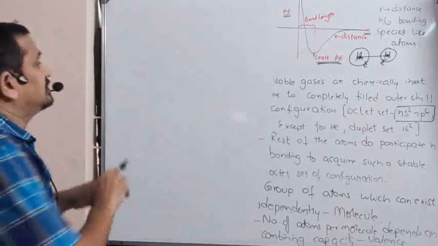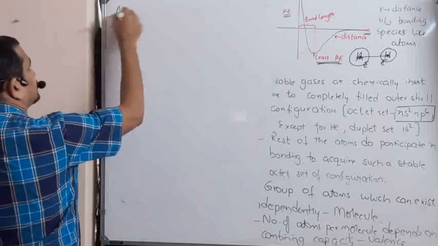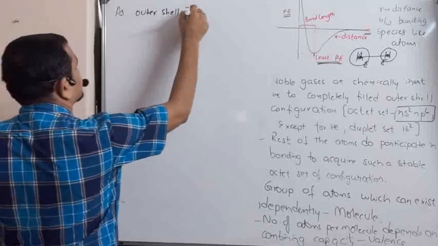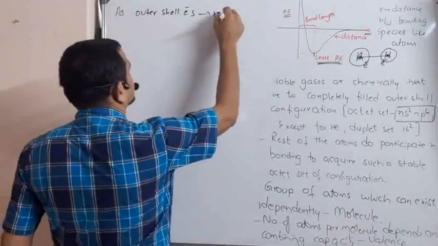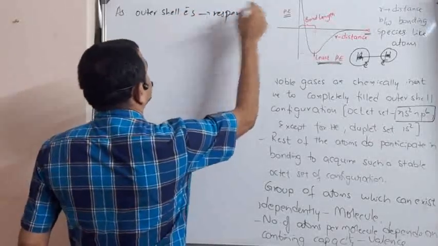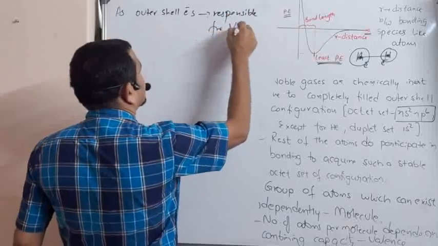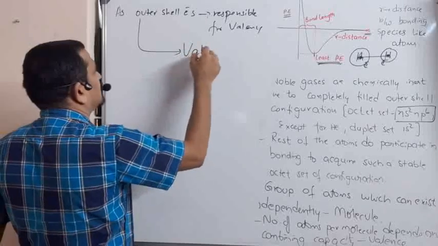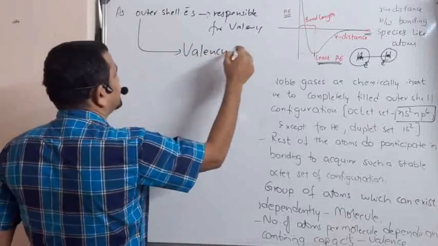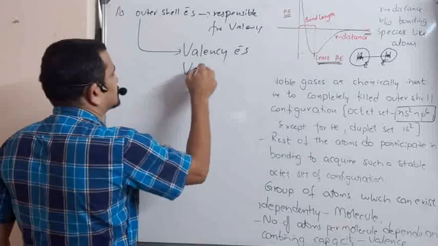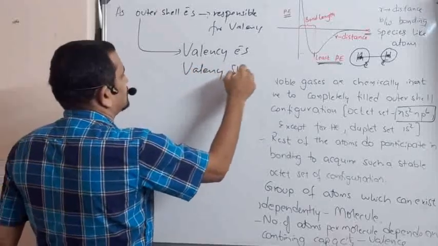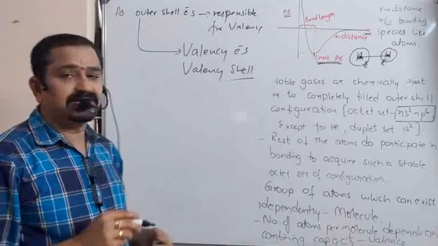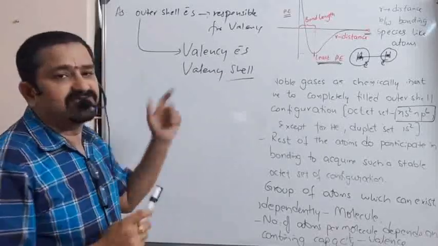You know why? As outer shell electrons are responsible for valency, those outer shell electrons are also called valency electrons, and the outer shell is also called the valency shell. Because of this reason, outer electrons are called valency electrons and the outer shell is called the valency shell.